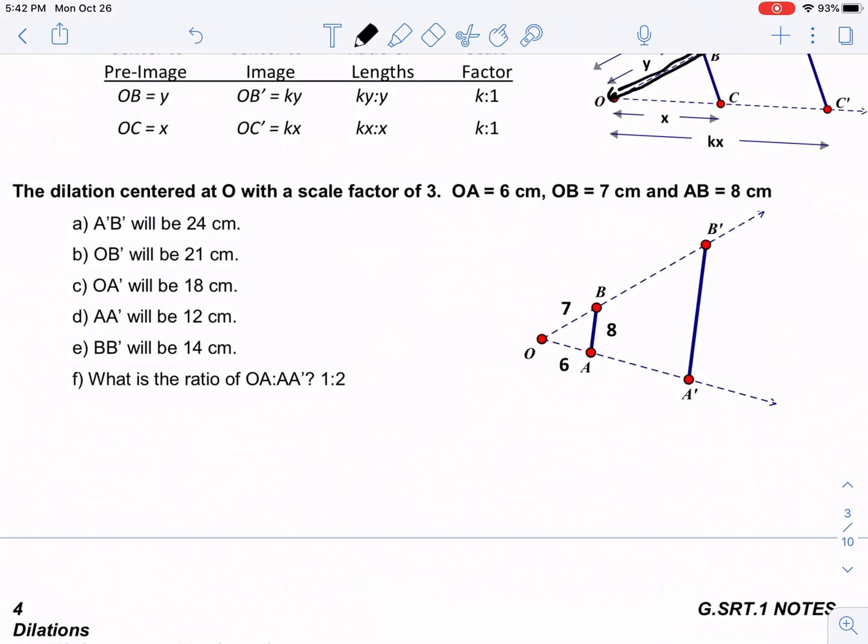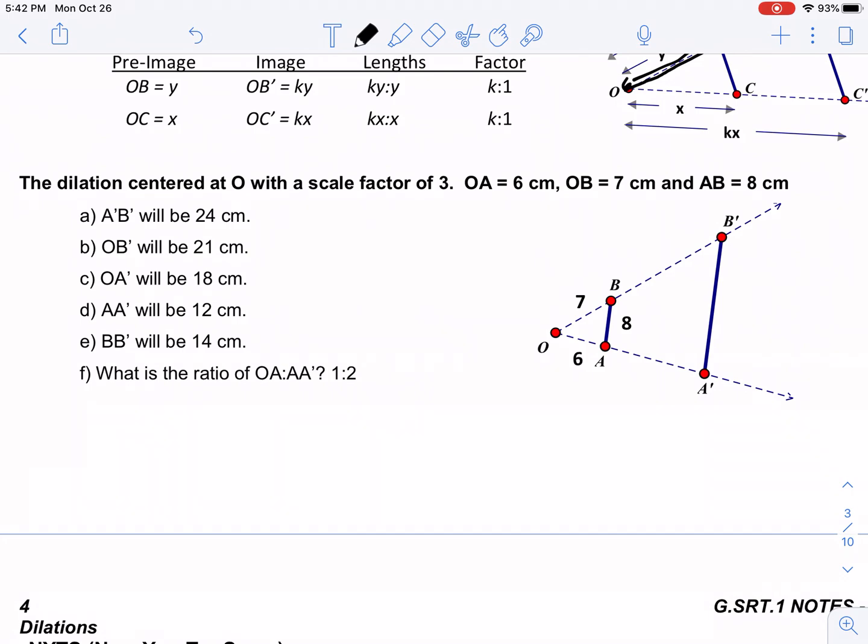Now, what we can do is we can use that to help us with a certain situation here. I realize most of these examples are going to be worked out for us, but maybe we can explain where they're getting their answers from. So it says the dilation is centered at O, so that's our center of dilation here, and we have a scale factor of 3, okay? So K is 3. Our scale factor is 3. And they tell us that the distance of OA is 6, the distance of OB is 7 centimeters, and the distance of AB over here is 8. And we're wanting to find these other distances that they're asking us to look for. So A prime, B prime.